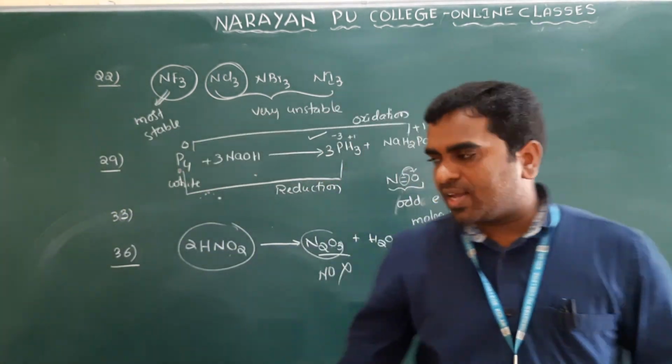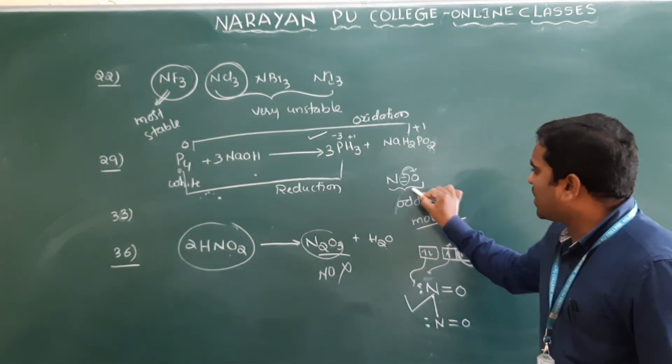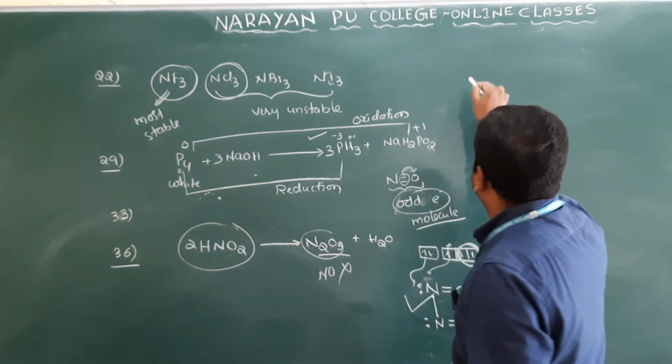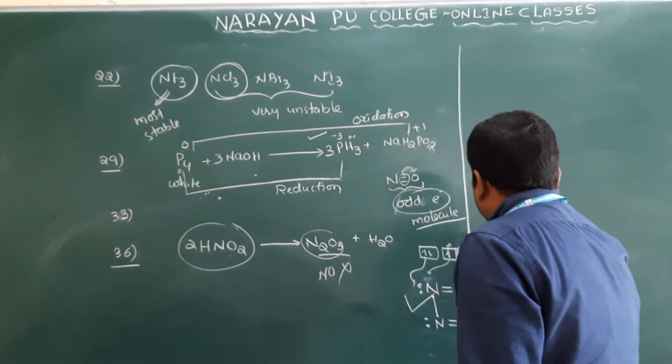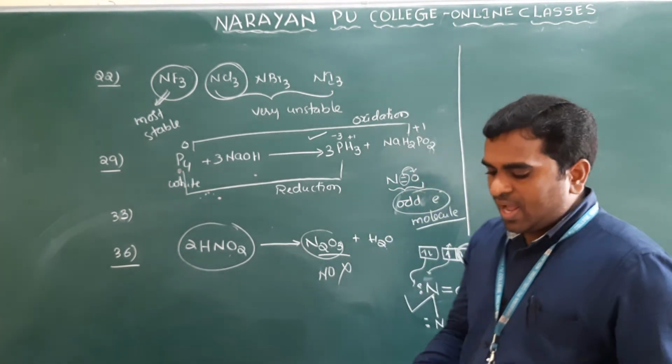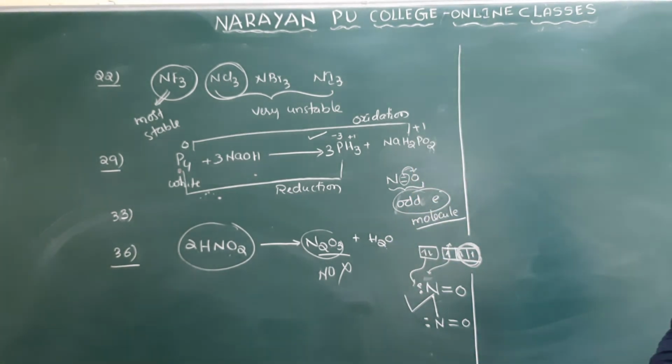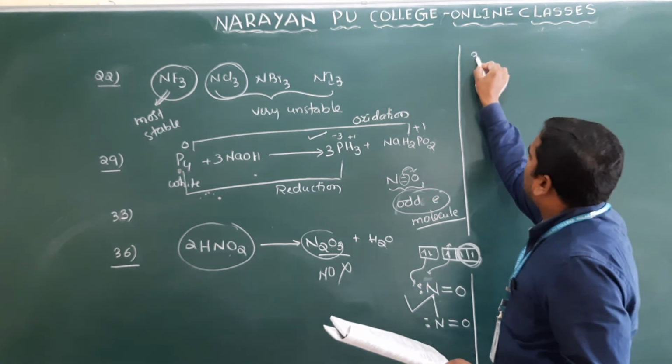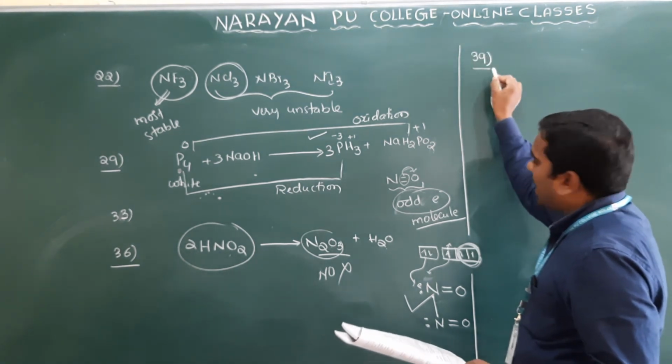It is paramagnetic, yes, of course. Why? Because it is an odd electron molecule. So that's why it is paramagnetic. If any molecule has at least one unpaired electron, it will show paramagnetism. Clear? Next one. Coming to question number 39.